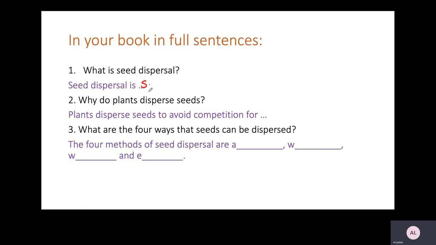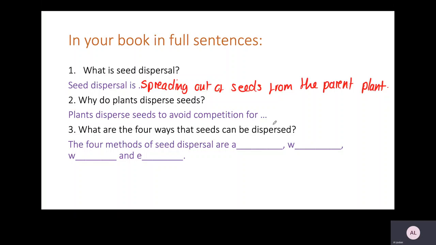Seed dispersal is, I apologise for my terrible handwriting because it will be bad. Seed dispersal is the spreading out of seeds from the parent plant. That means the original plant. Parent plant just means the original plant that it came from. So if you had an apple tree, all of the apples and the seeds inside those apples, they're like the offspring of the plant, and the apple tree itself is the parent plant.